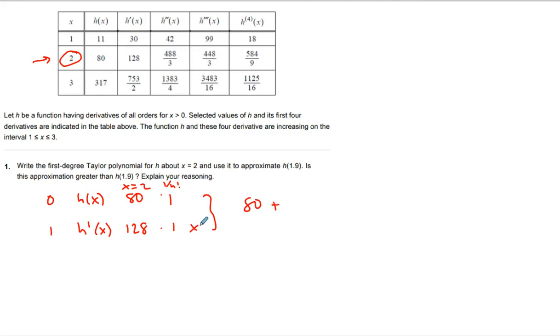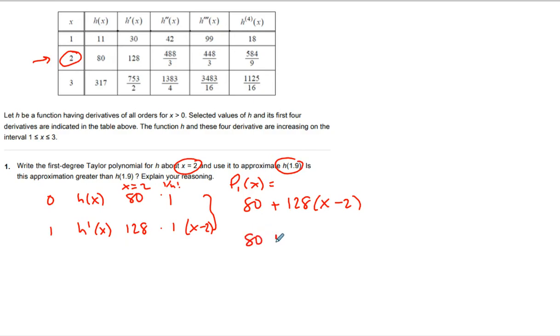plus, this is not x, this is about x equals 2, this is x minus 2. That's what the polynomial piece is, 128 times (x minus 2). That's our polynomial, I'm going to call it p sub 1 of x. That's our first degree. Then they ask us the follow-up question: use it to approximate h of 1.9.